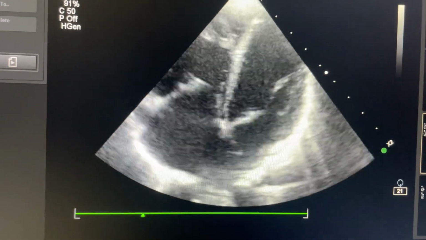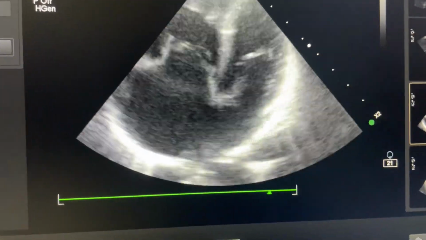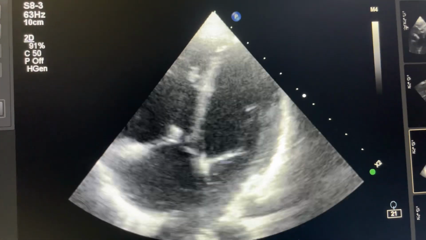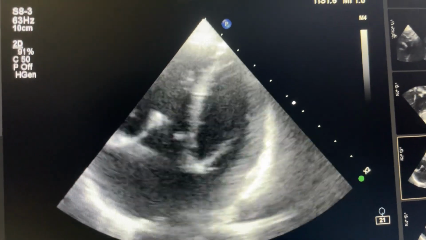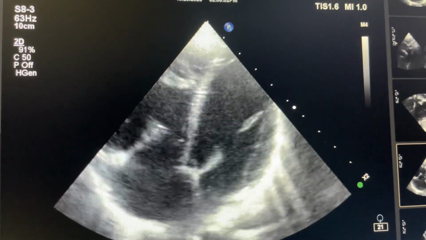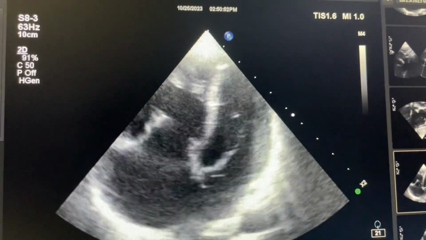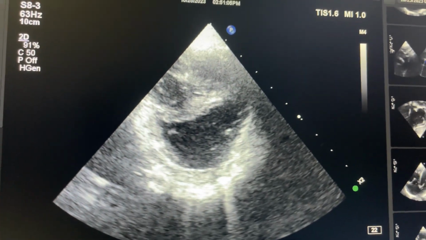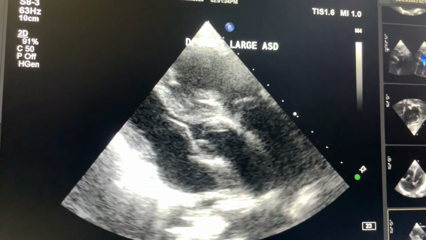So this is the case of d-transposition of great arteries. What you see in this image, apical 4-chamber view, the right side of the chamber is severely dilated, indicative of pressure or volume overload on the right side. You see the D-shaped left ventricle, suggestive of raised right ventricular systolic pressure.